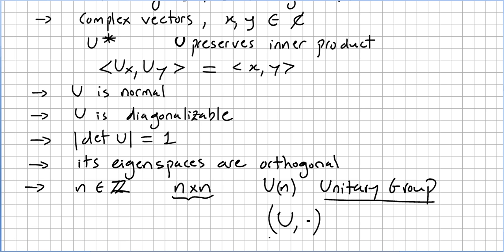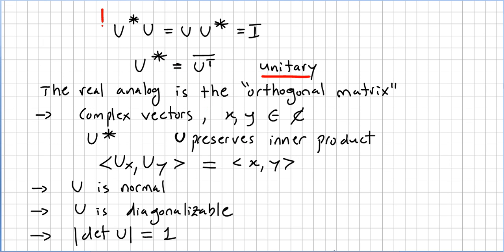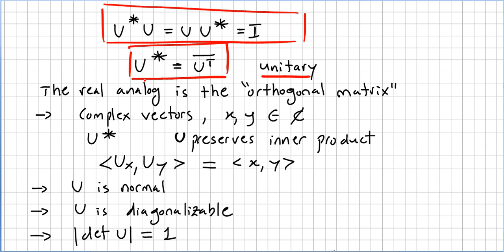Last, I'm not going to spend a lot of time on this. This is a huge fact. You could write a book on any of these facts. Okay, but any square matrix with unit Euclidean norm is the average of two unitary matrices, but we are not going to get into this, okay? So unitary matrices, they live in this group, the unitary group, under multiplication. And they have this form, or the better first look at it is this one.